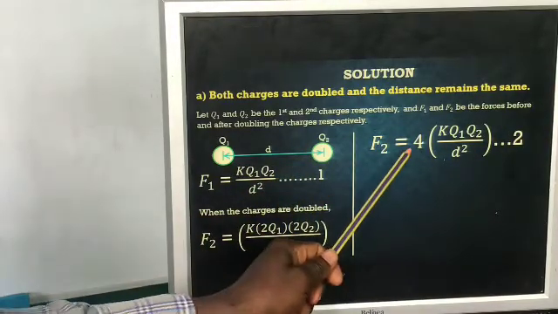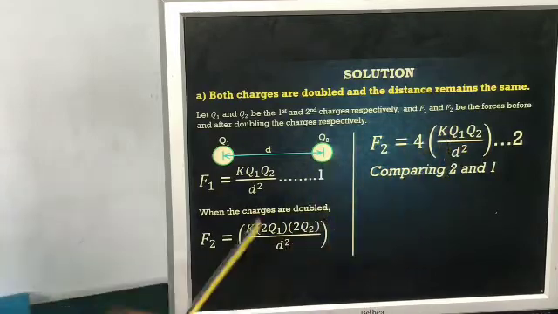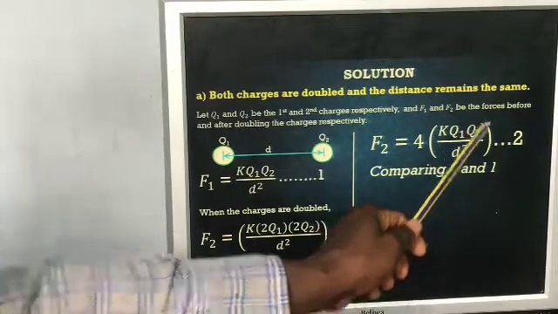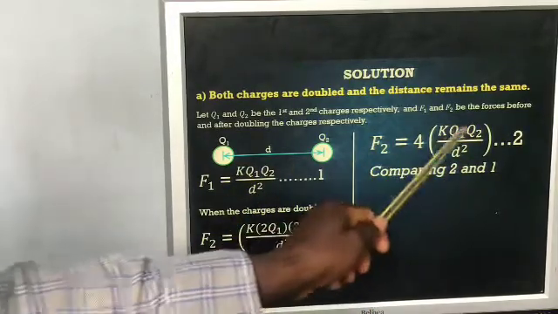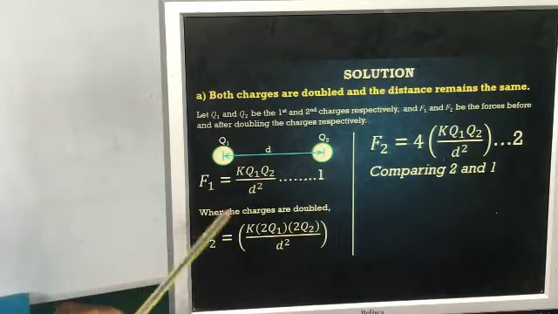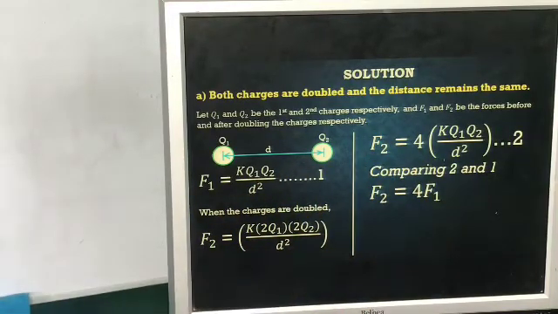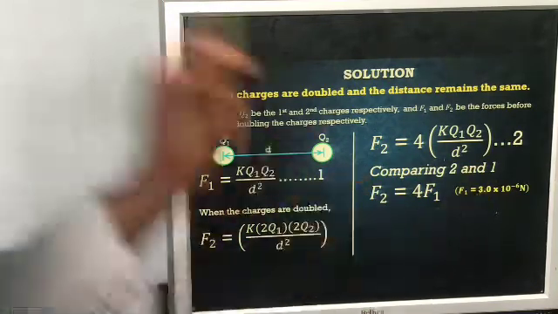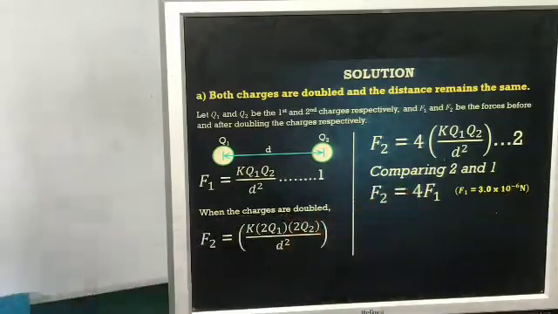Now, when we compare equation 1 and equation 2, we can see that K Q1 Q2 over d squared is F1. So in place of this, we can put F1 there, which gives F2 equal to 4 times F1. Remember that F1 is given in the question as 3.0 times 10 raised to the power minus 6 newtons.